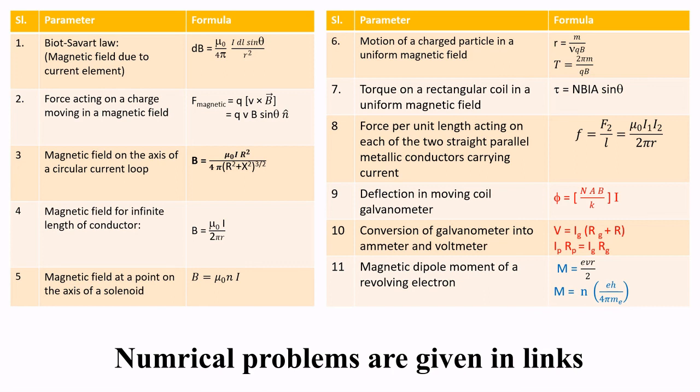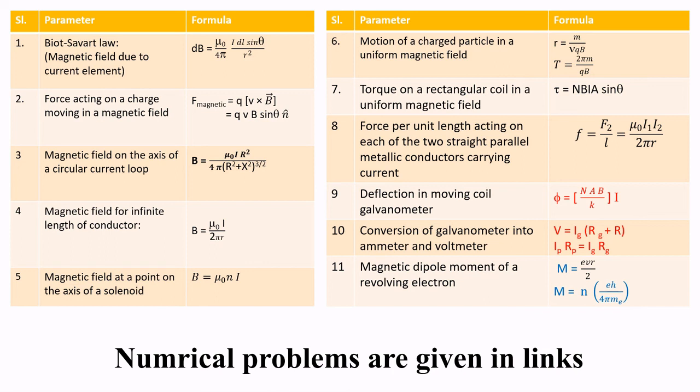Formula number 9. Deflection in a moving coil galvanometer. Deflection is proportional to the current I, and that is given by the relationship phi, that is deflection, is equal to NAB divided by K into I, where N is the number of turns, A is the area of cross section, B is the magnetic field, K is the restoring constant, and I is the current.